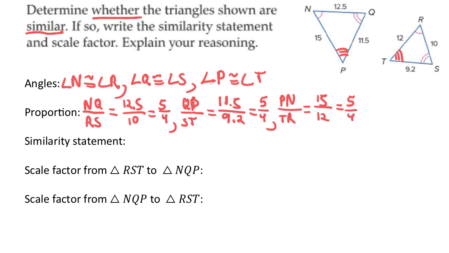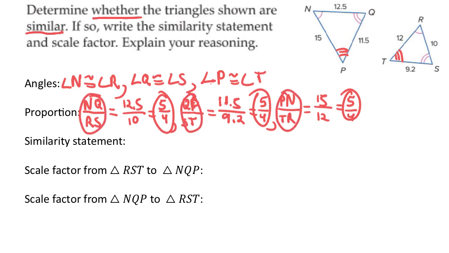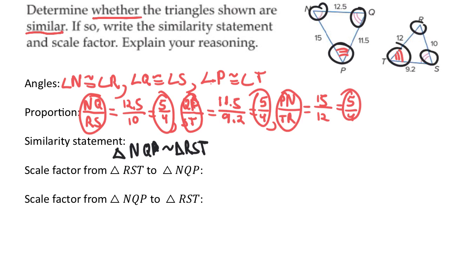So you'll notice that we have a common ratio here. 5/4, 5/4, 5/4. If we set up the corresponding sides in proportion, in ratio, each of the ratios will be exactly the same, 5/4. So we have a common ratio or a scale factor. What's the similarity statement? Triangle NQP is similar to triangle RST. Notice single, double, triple, single, double, triple. Follow the names very precisely.